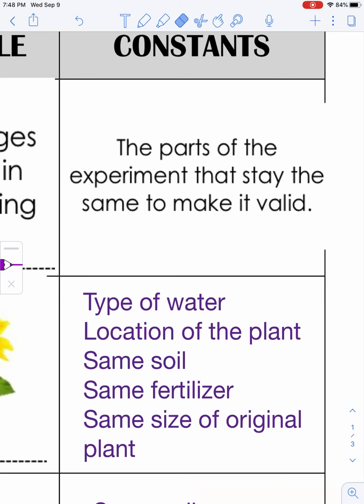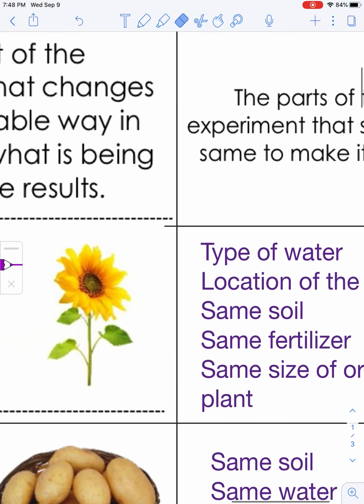So the type of water has to stay the same. You have to have the same location of the plant. It has to be the same soil, the same fertilizer, and you have to have started with the same original plant if you did not use seeds to start with. Okay, so those are the things that have to be kept the same.